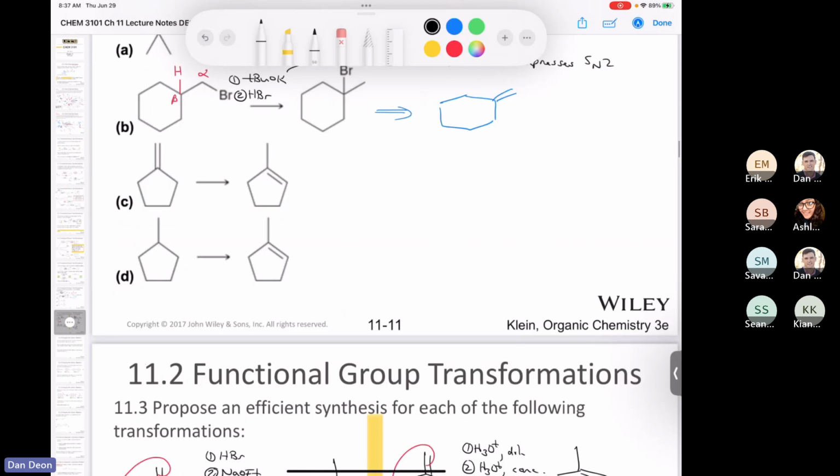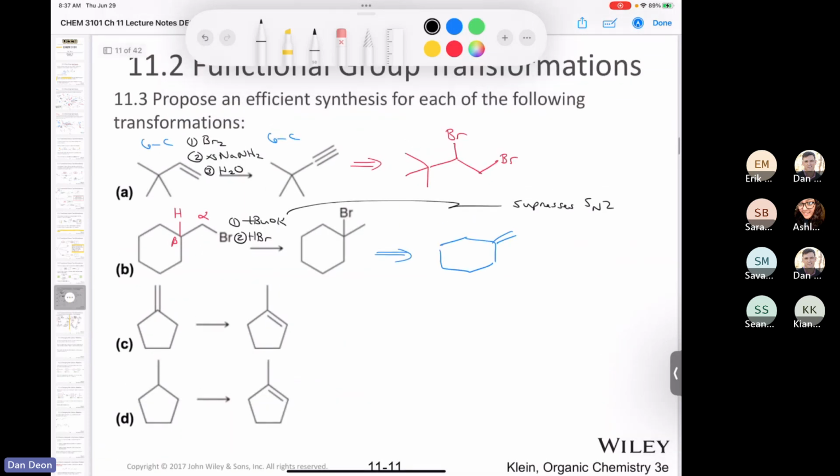All right, and the last one. So I'm going to go back here to D. So we're going to solve D now. What about D? I'm starting with methyl cyclopentane. What's the only possibility I have for the first step? There's only one possible. Exactly. Thanks, Kiana. So I'm going to take that molecule and treat it with bromine and light.